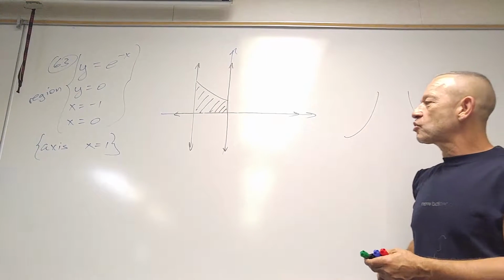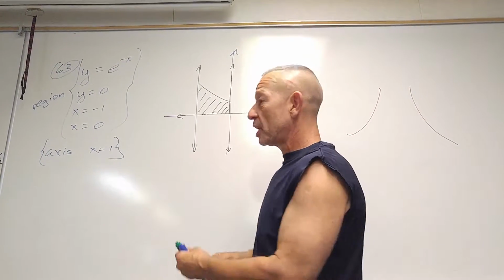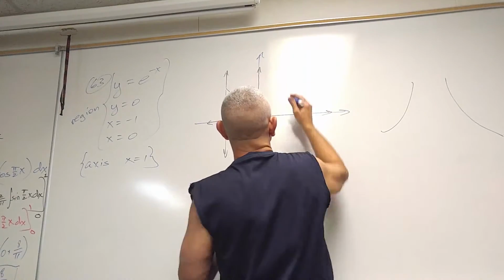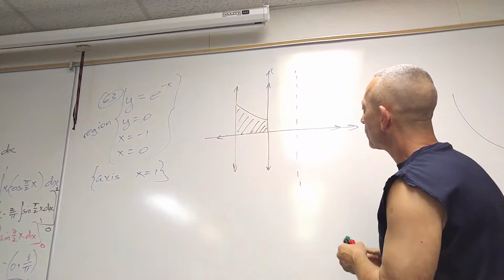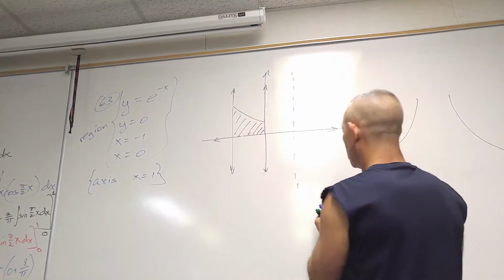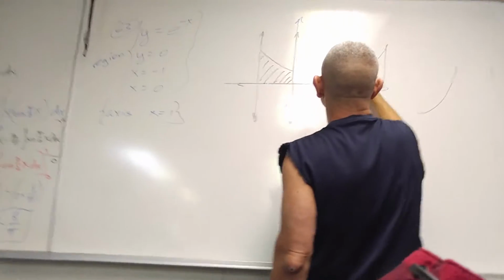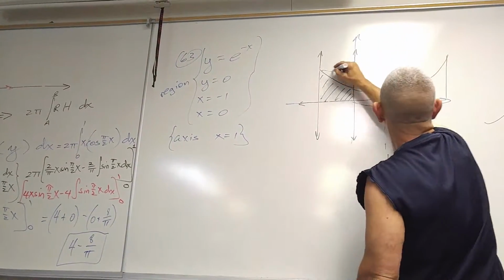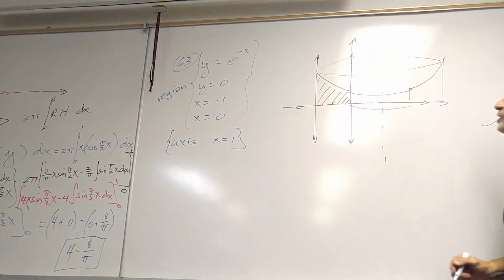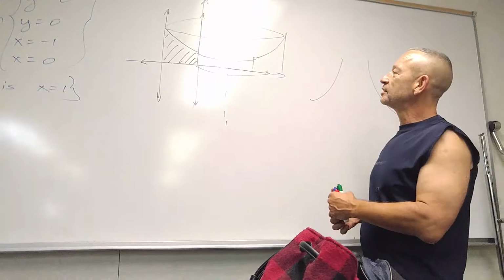So if I use shells, well, let me see. First of all, I meant rotating around x equals 1. Well, x equals 1 is out here. So if I rotate that around x equals 1, what I'm going to get is like, what's that, bat ears or something like that? Oh my. Oh goodness.